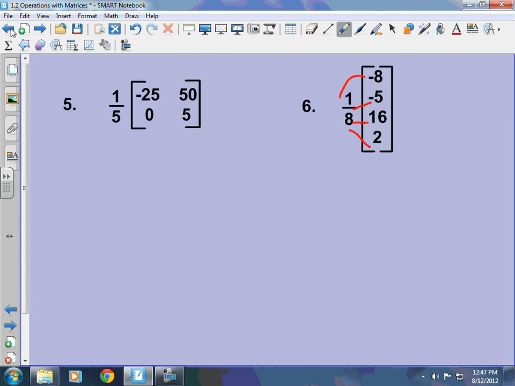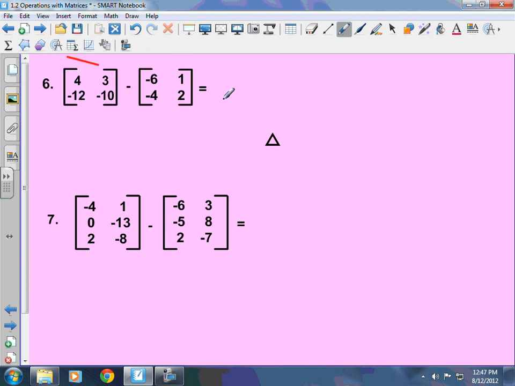Let's go back for a second to right here. Okay. Let's use that same rule right now. I have a negative sign in front of my matrix. This is just like negative 1 times this matrix. So some of you may have been taught this by your elementary math teachers. Change this sign to a positive and change all of your signs of all the numbers to the right of that negative sign. And then you would just go 4 plus 6. 3 plus negative 1, negative 12 plus positive 4, negative 10 plus negative 2, and that would be your answer.